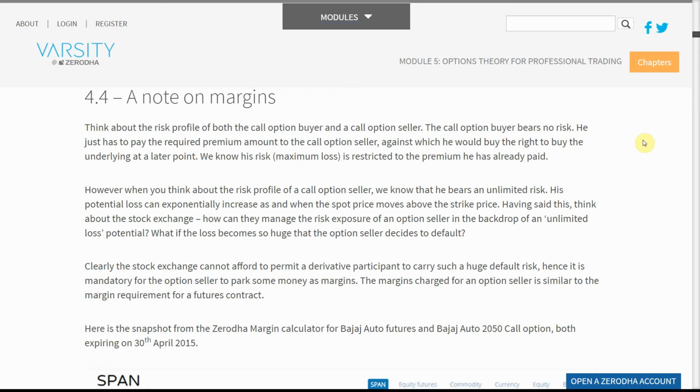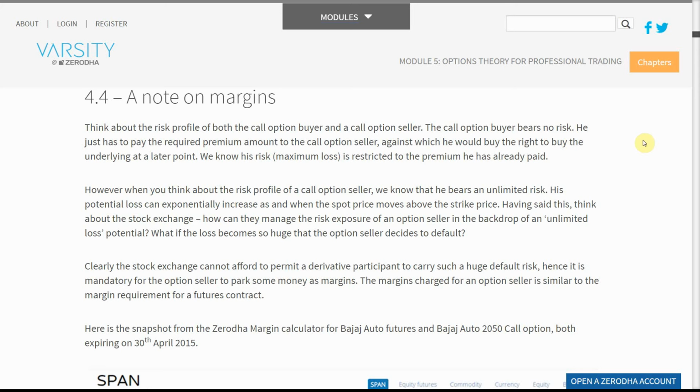Having said this, think about the stock exchange. How can they manage the risk exposure of an option seller in the backdrop of an unlimited loss potential? What if the loss becomes so huge that the option seller decides to default? Clearly, the stock exchange cannot afford to permit a derivative participant to carry such a huge default risk. Hence, it is mandatory for the option seller to park some money as margins.